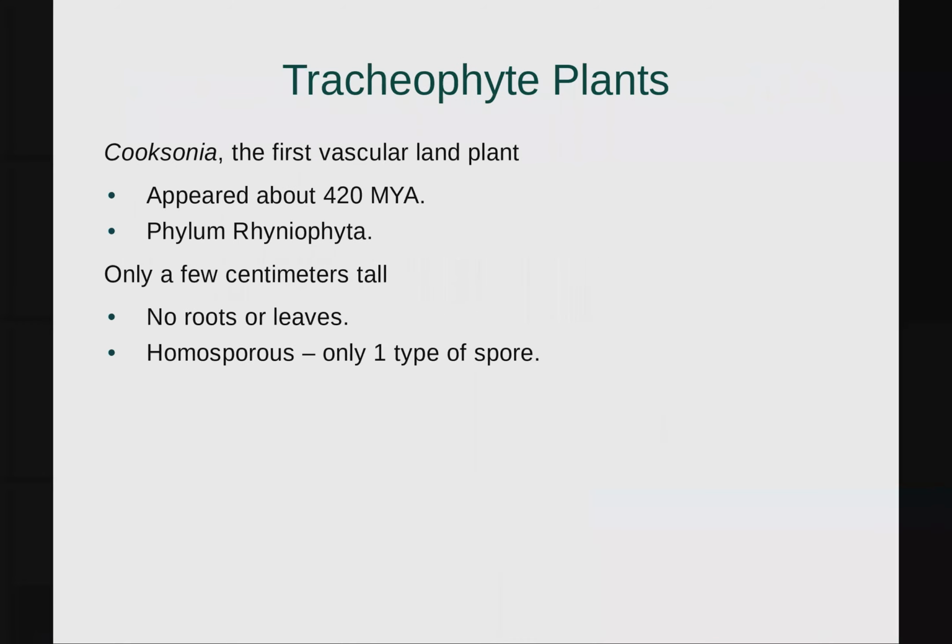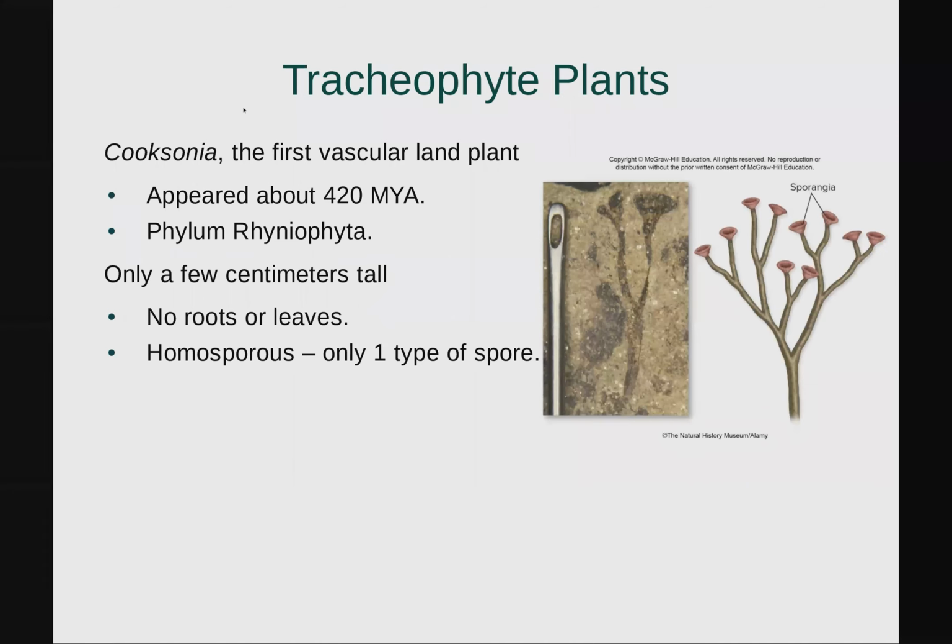So let's look into our next group of plants, which are tracheophytes. Now remember, when something is a tracheophyte, unlike the previous three groups of plants we've looked at, they have that vascular tissue, that xylem and phloem. So the first vascular land plant that we know of from the fossil record is a plant called Cooksonia.